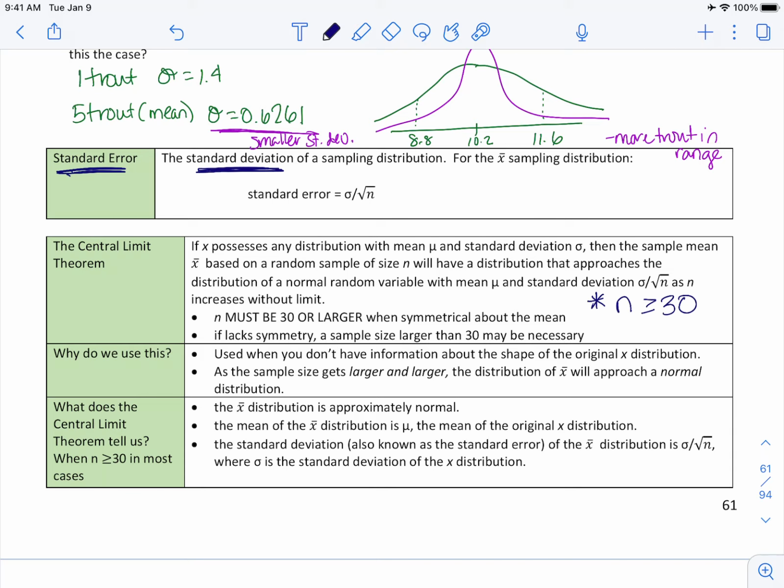As the sample size gets larger and larger, the distribution of x bar will approach a normal distribution. What does the central limit theorem tell us? When n is greater than or equal to 30 in most cases, it tells us that the x bar distribution is approximately normal. The mean of the x bar distribution is mu, the mean of the original x distribution. And the standard deviation, also known as the standard error of the x bar distribution, is sigma divided by square root of n, where sigma is the standard deviation of the x distribution.